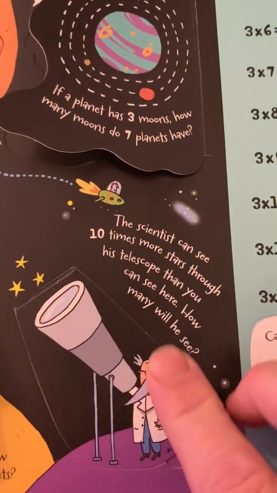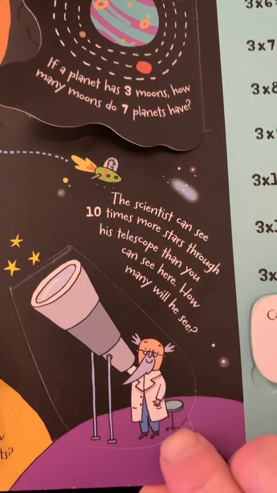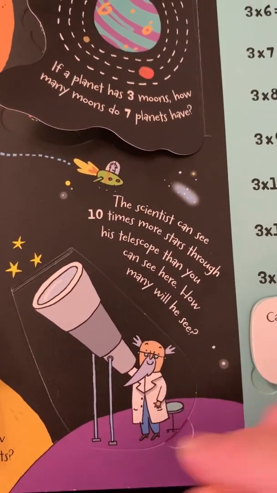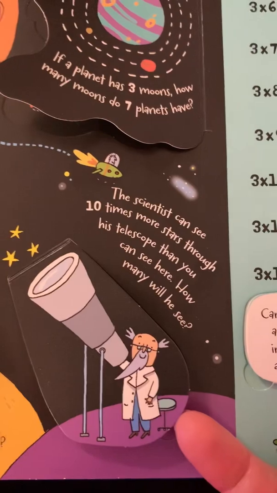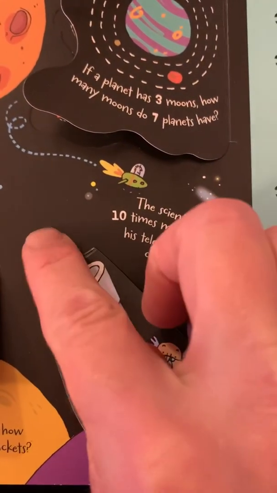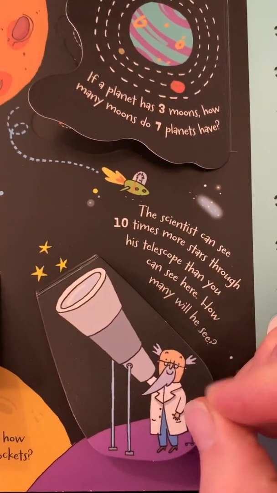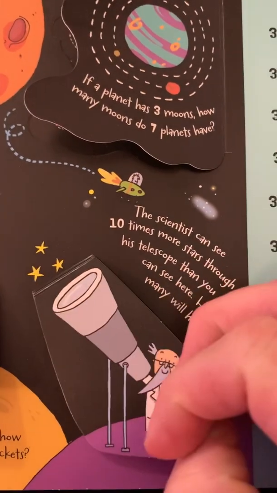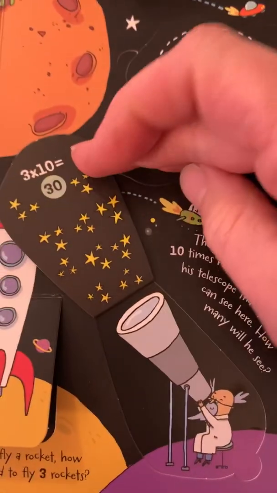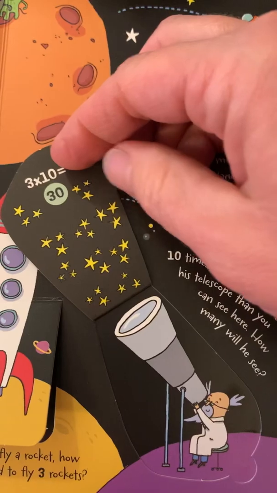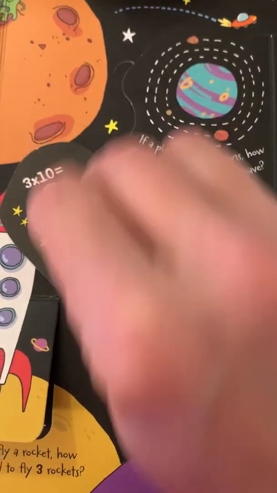The scientist can see 10 times more stars through his telescope than you can see here. How many will he see? Well, he's looking at 3, it looks like. So 10 times 3. 3 times 10 equals 30.